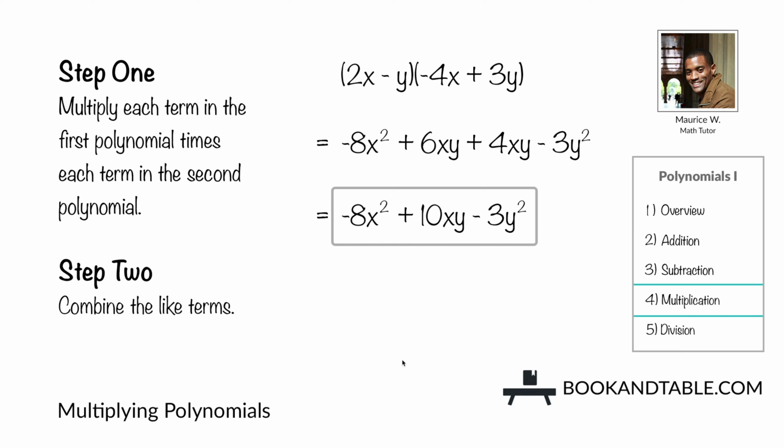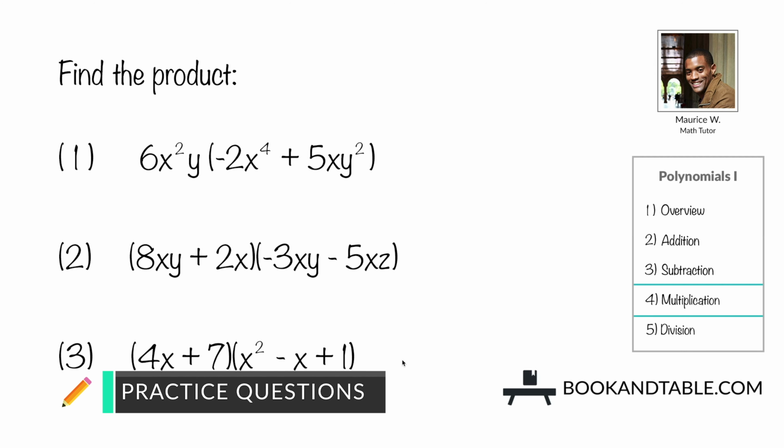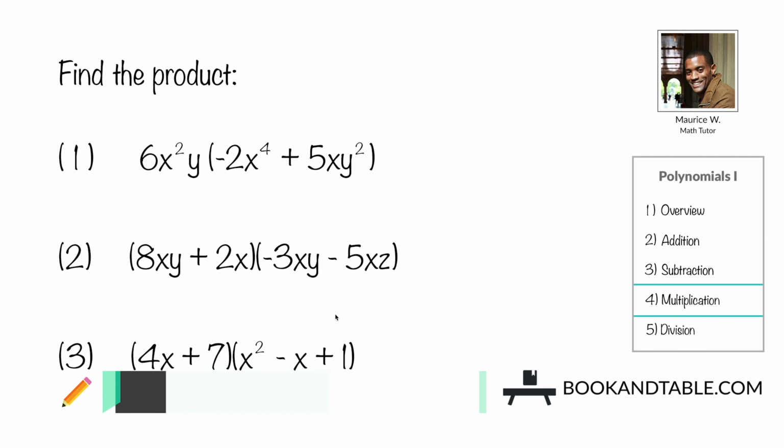And that is how we go about multiplying polynomials. Let's now have you try a few practice questions. Question number 1. Find the product of 6x squared y times negative 2x to the fourth plus 5xy squared.